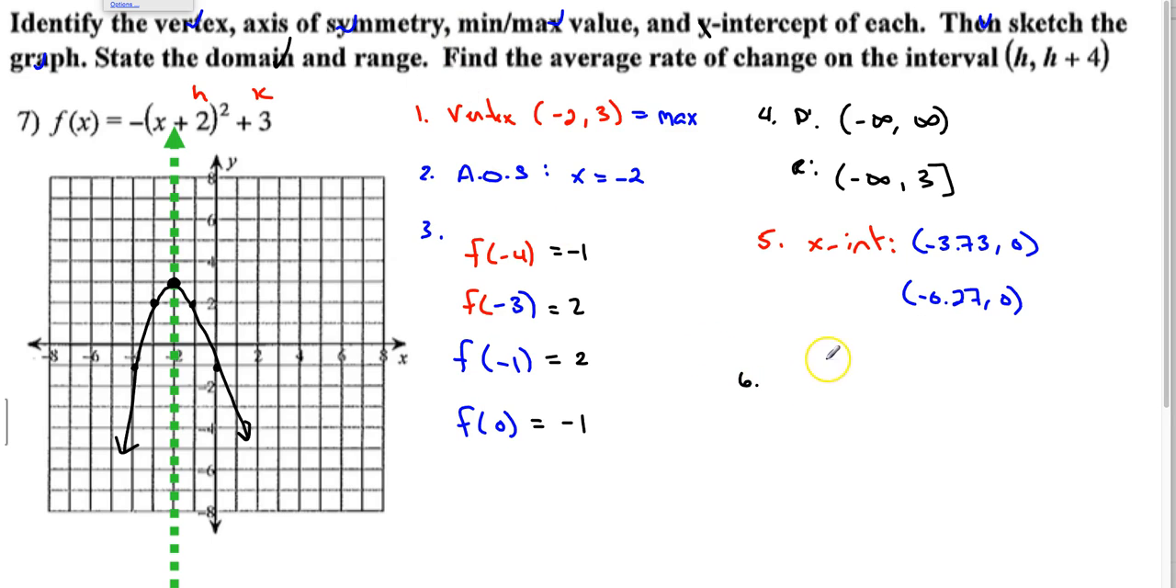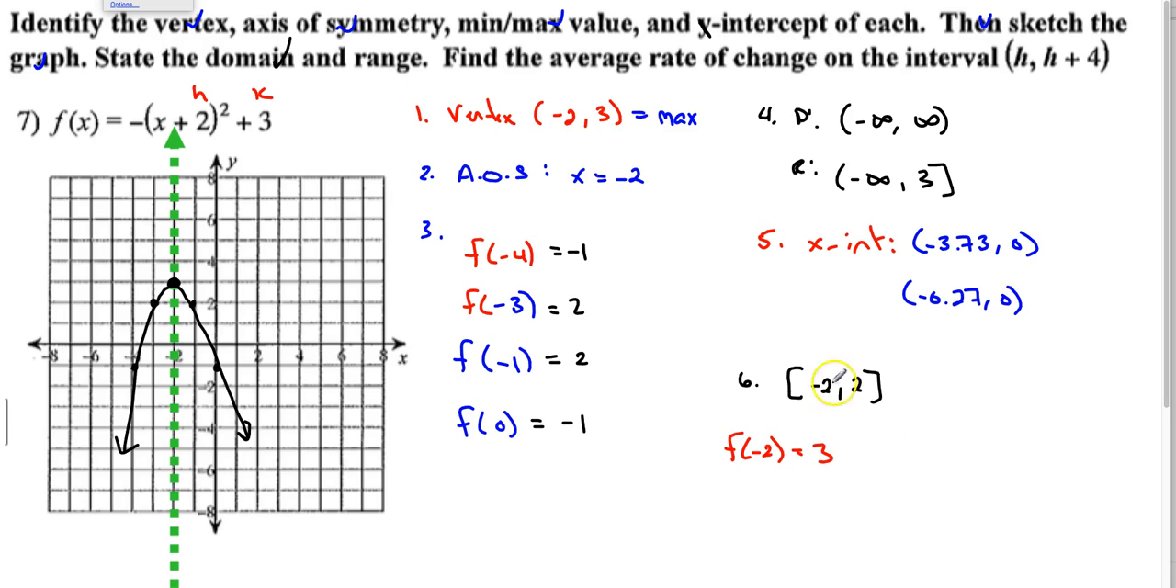And let's do our interval. Our x value is -2. And let's add 4 to that, and we have another x value of 2. So what is the average rate of change on the interval -2, 2? First question, what is f of -2? This one we got. What is f of -2?